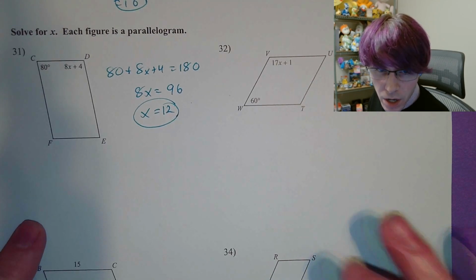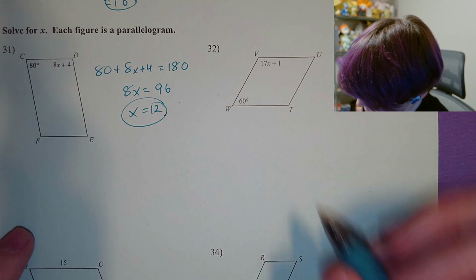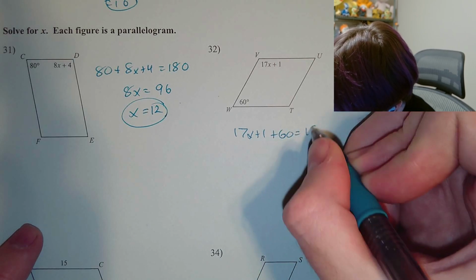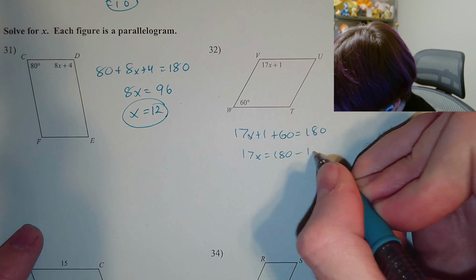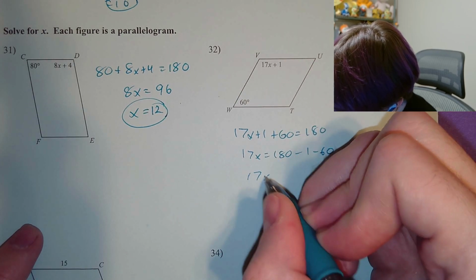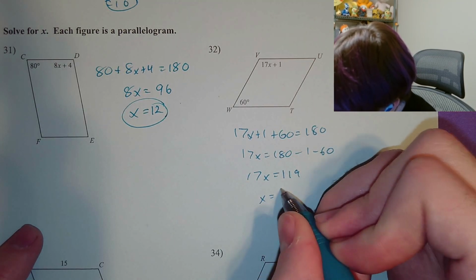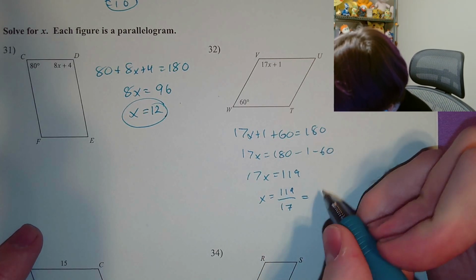Moving the ball right along here. I'll show more work on this one. I've showed less work in the last couple. We'll show extra on this one. So 17x plus 1 plus that 60 equals 180 degrees. So 17x equals 180 minus 1 minus 60. 17x is going to be equal to 119, or in other words, x is 119 over 17, which is going to be 7.